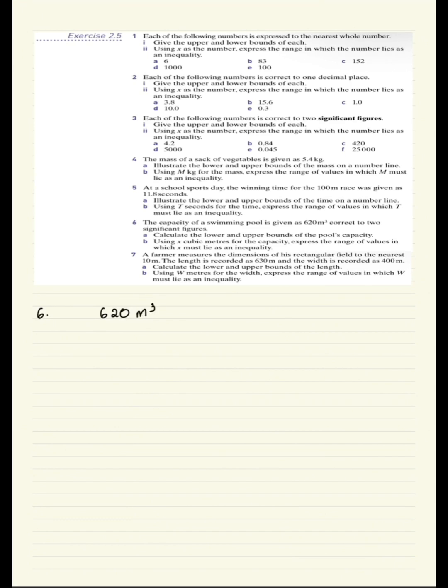620 meter cube is correct to two significant figures. This is my first significant figure. This is my second significant figure. It is in the tens place. So I'm going to take 10 and I'm going to divide it by 2. And that will give me 5. I'm going to plus and minus 5 in order to get the upper and lower bounds respectively.